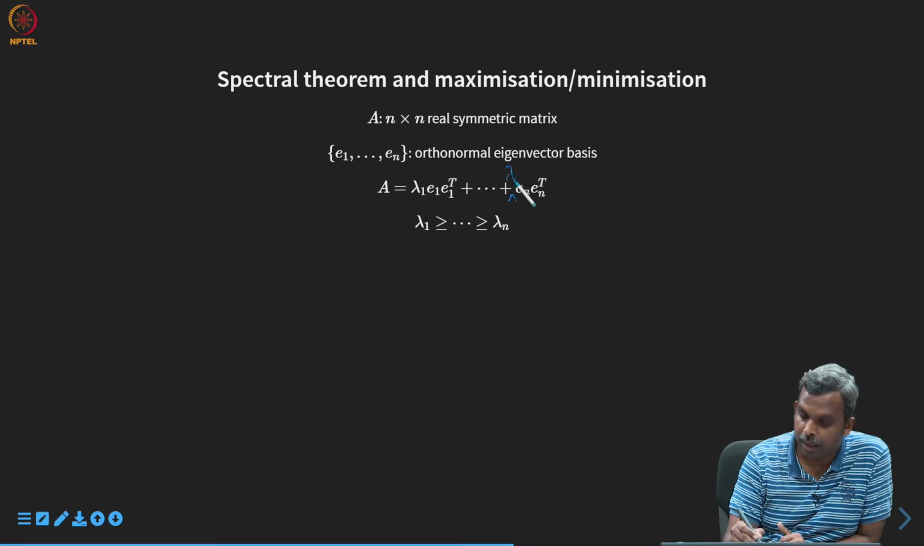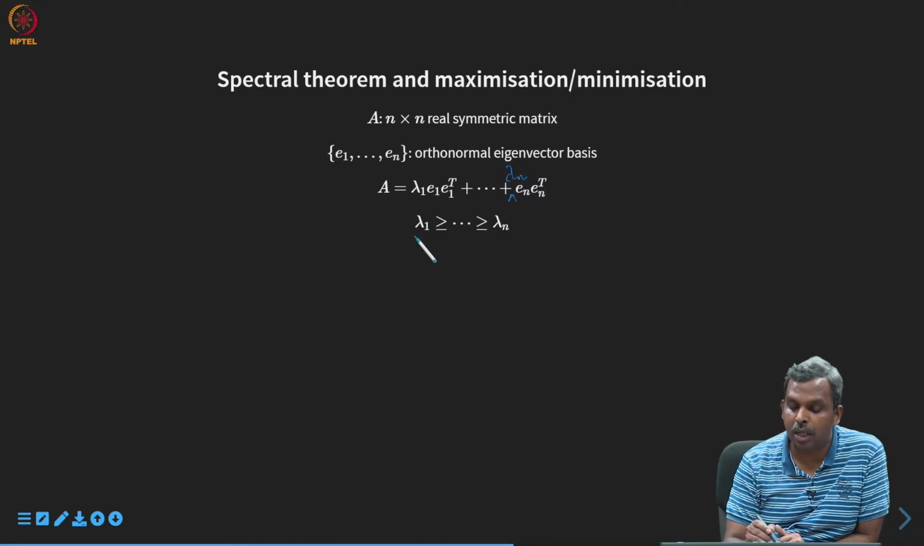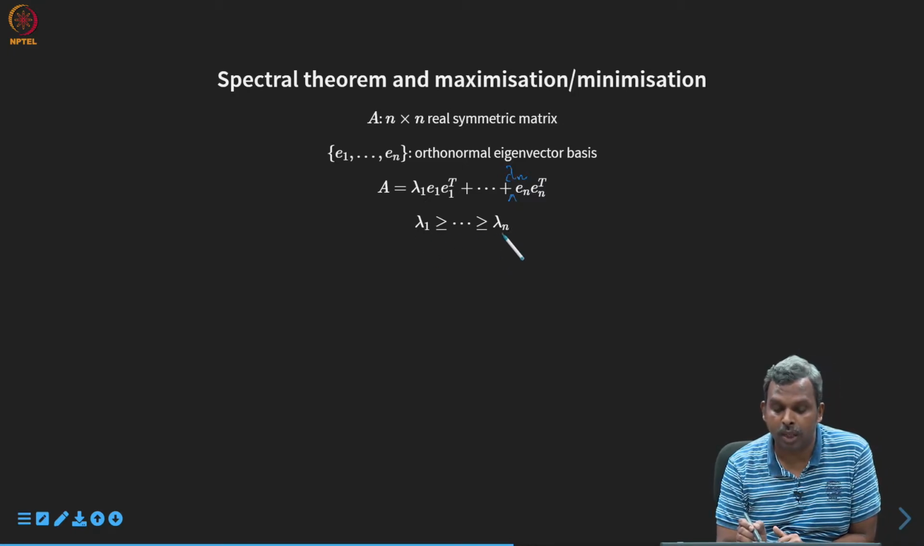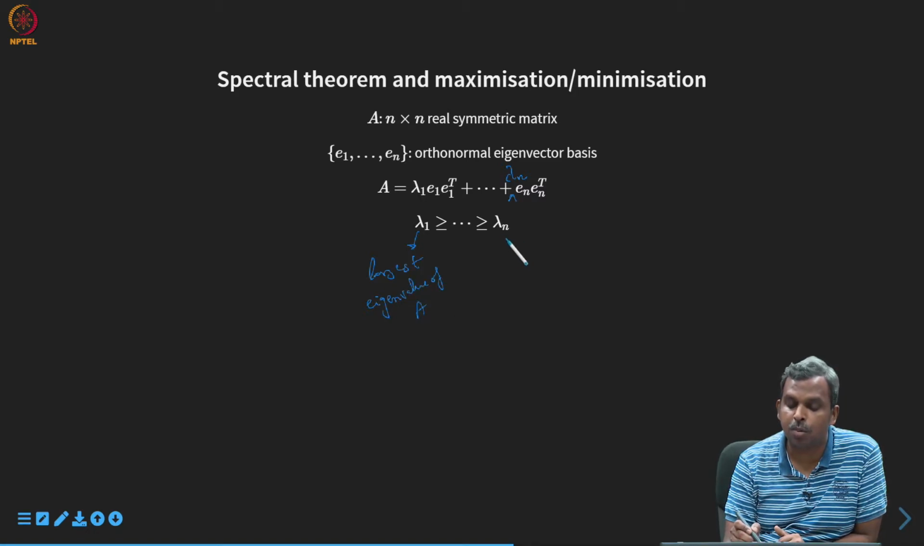Okay, so the lambda n should come there, En transpose, and this lambda 1s I will pick like this. Okay, so I will pick lambda 1 to be my largest eigenvalue, then lambda 2, then lambda 3, and so on till lambda n. Okay, so lambda 1 is the largest eigenvalue of A.